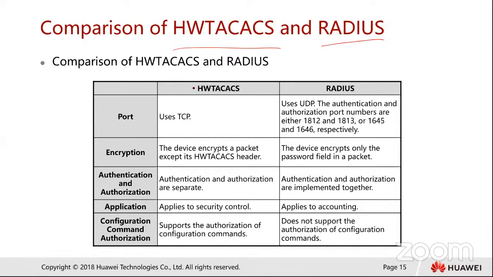Comparison between these two, HWTACACS and RADIUS: when you're using HWTACACS, it uses TCP, whereas RADIUS mostly uses UDP. When it comes to encryption, with the Huawei protocol the device encrypts the packet except its own header, and with RADIUS the device only encrypts the password field. So someone can tap the packet and get to know the user ID, let's say, and other information that follows on the packet.